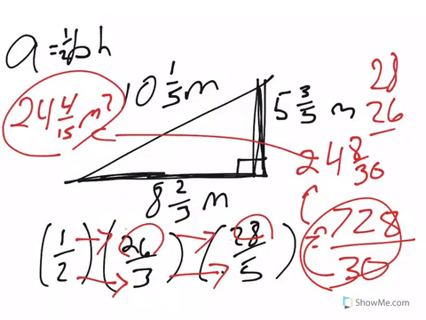There you go. So anyway, area equals 1/2 base times height. Doesn't matter if you have decimals, fractions, whole numbers. It's the same formula each time.